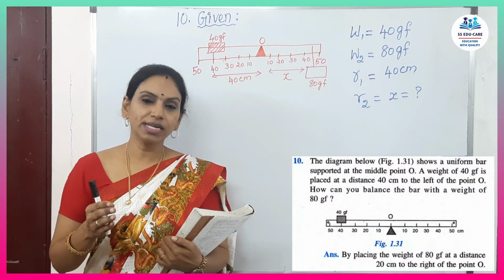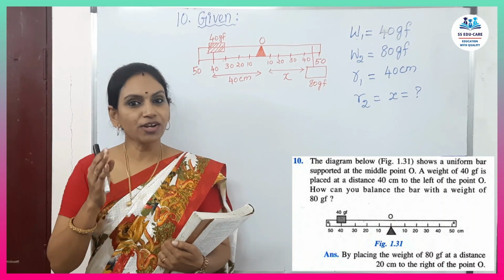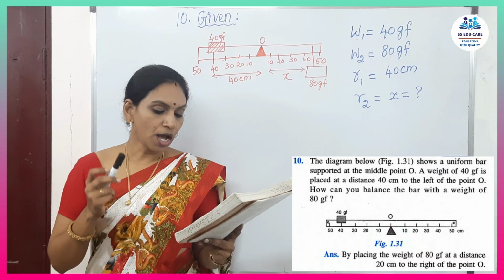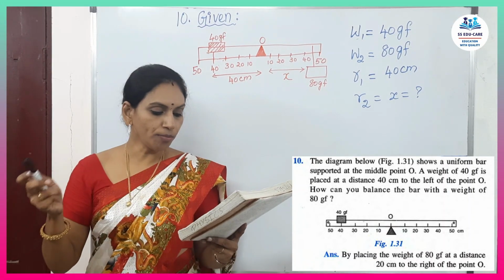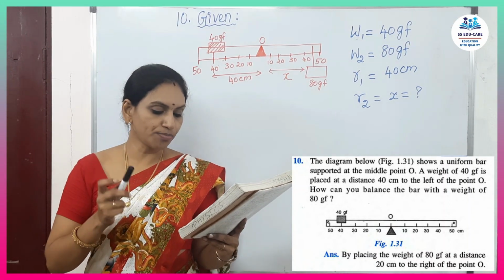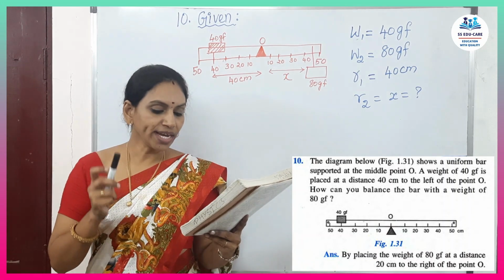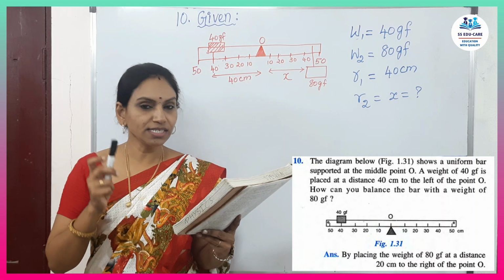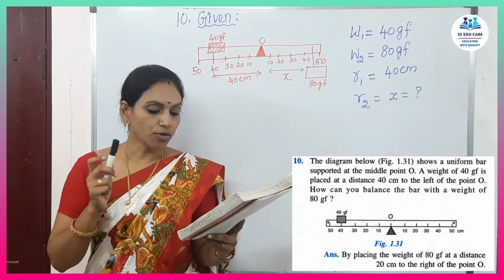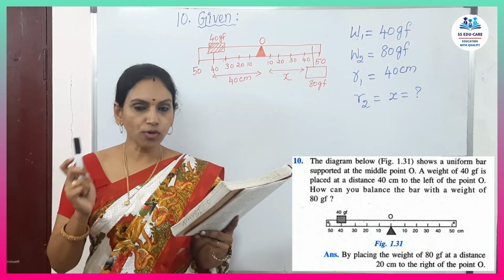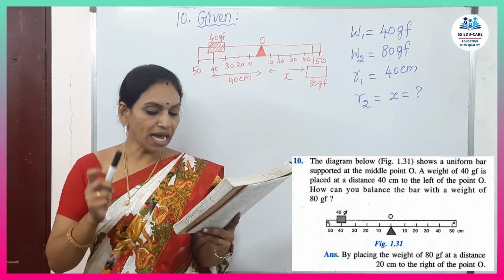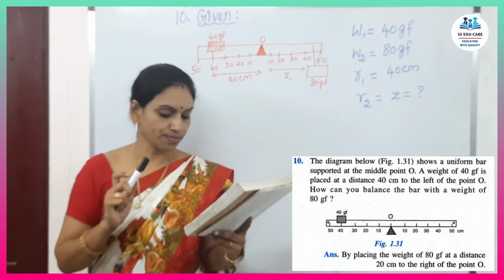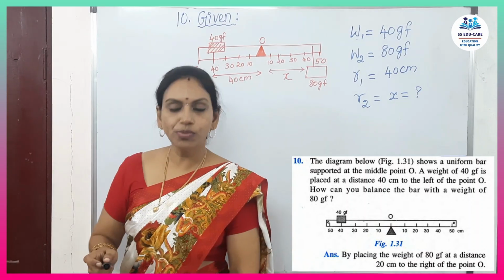Next is numerical number 10. Let me read out the question for you. The diagram shows a uniform bar supported at midpoint O. A weight of 40 gram force is placed at a distance 40 centimeter to the left of point O. How can you balance the bar with a weight of 80 gram force? Okay, let's do this problem.